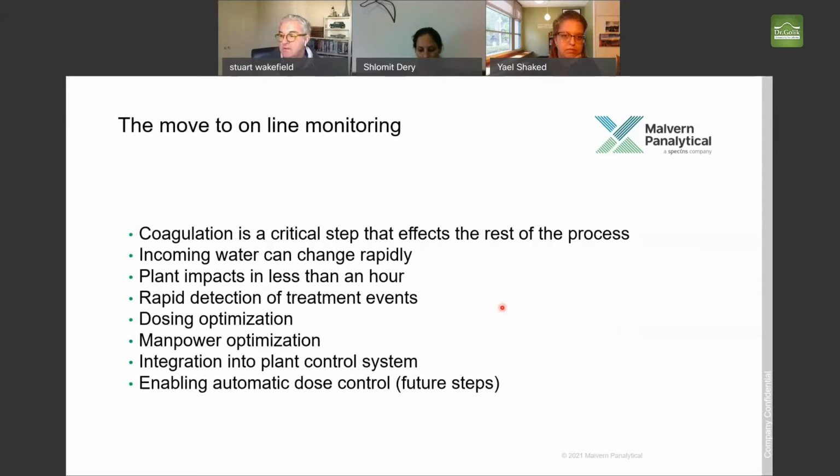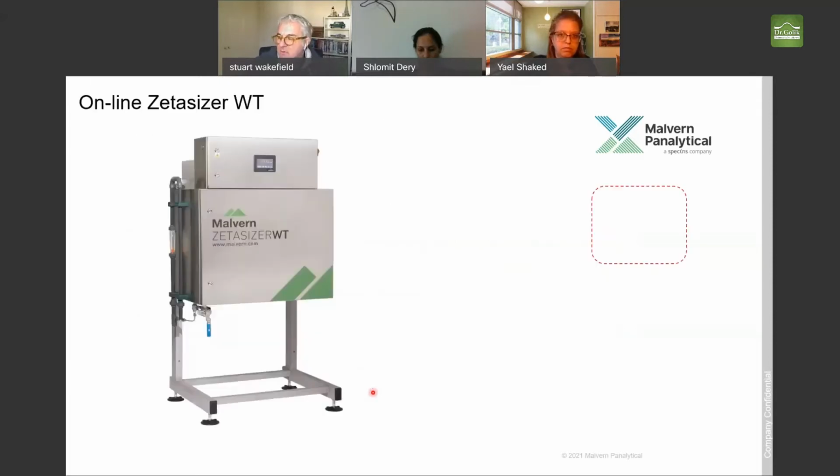And that's where we would move into an integration into a plant control system, a PLC system. And at the same time, you may want to have automatic dose control. You may want to use the zeta potential and say, right, not only will we act upon the chemicals that we have to do, but the actual complete system will be fully automated. Not only will we understand when and how much chemical we need to add, but the system will actually add the chemical as well. And that's where the laboratory Zetasizer system turns into a process system. This is what we call the online Zetasizer, and it stands for WT, which is basically just water treatment.